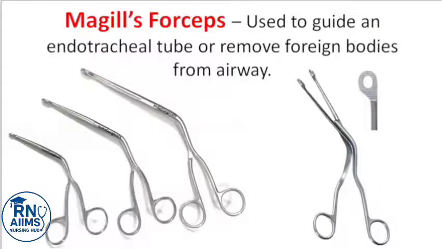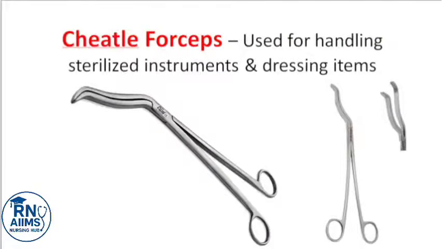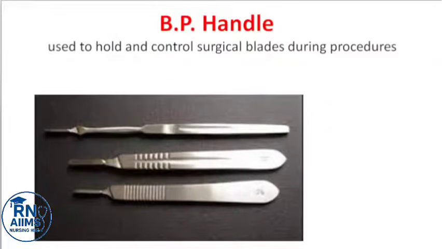Magill's forceps, used to guide an endotracheal tube or remove foreign bodies from the airway. Laryngoscope blades: Macintosh, Miller, Wisconsin, Oxford. Cheatle forceps, used for handling sterilized instruments and dressing items. Sponge holding forceps, used to securely hold sponges or swabs during surgical procedures. BP handle, used to hold and control surgical blades during procedures.